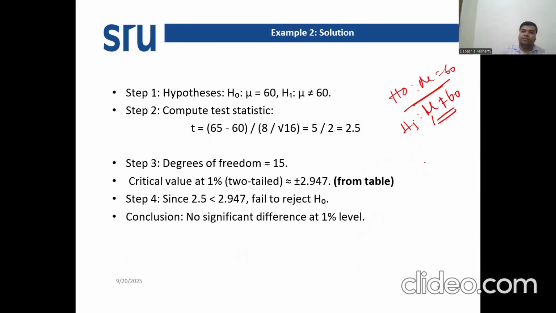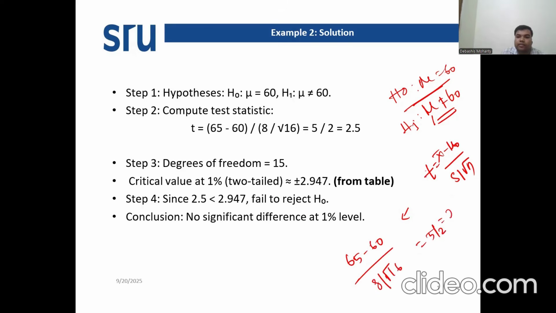So after that, we will test the statistic. Meaning, how will we test? Now we use the t distribution, that is x bar minus mu naught divided by s divided by square root of n. So we can apply the formula: 65 minus 60 divided by 8 divided by square root of 16. That is 5 divided by 2, that is 2.5.